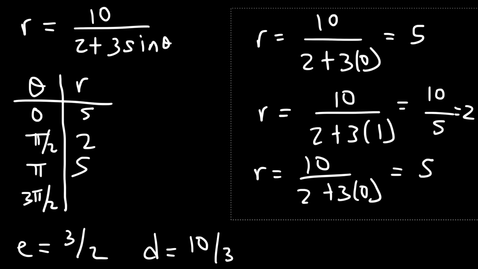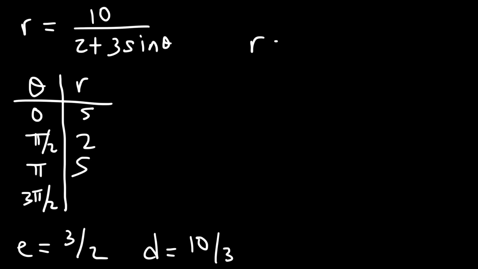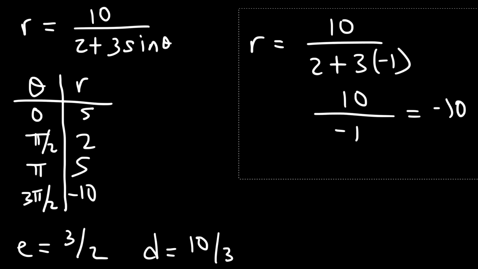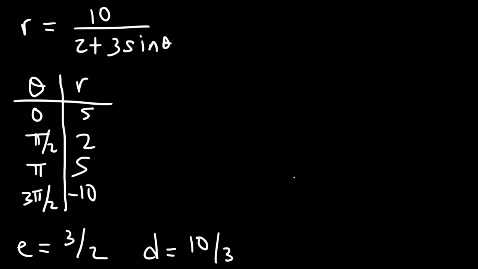Now what about 3 pi over 2? Sine 3 pi over 2, that's going to be negative 1. So then we have 2 minus 3, which is negative 1. And so the whole thing is going to be negative 10. Now let's put this together.